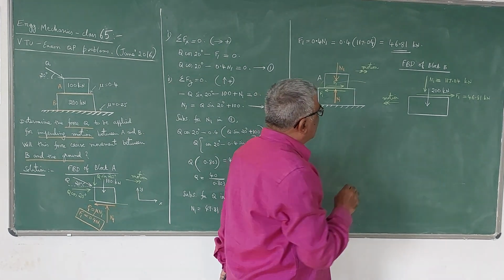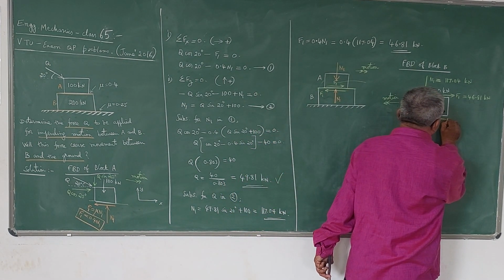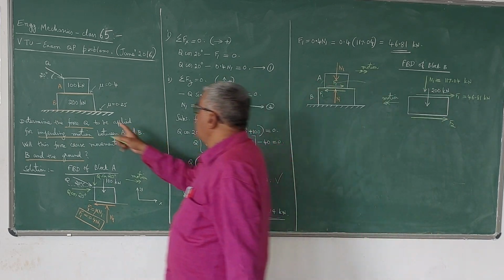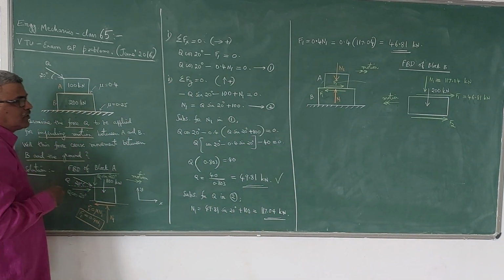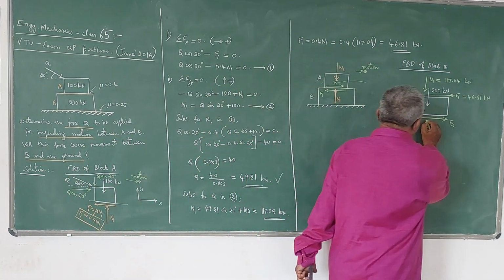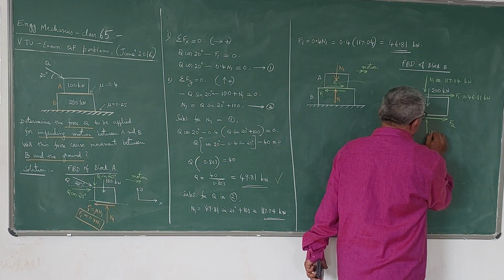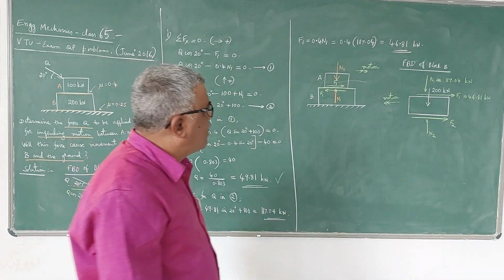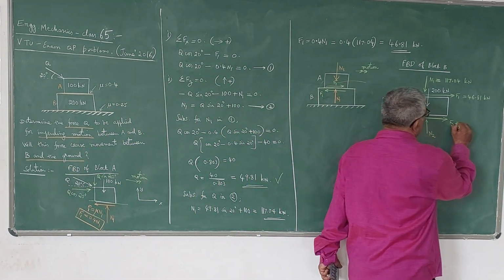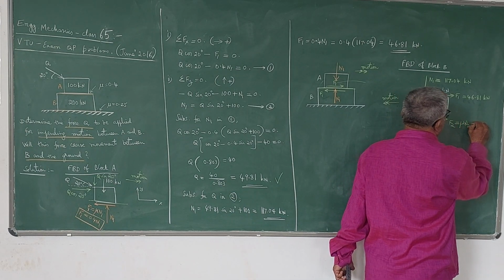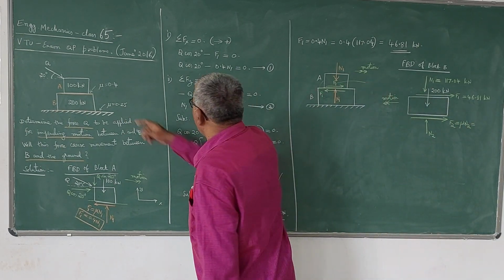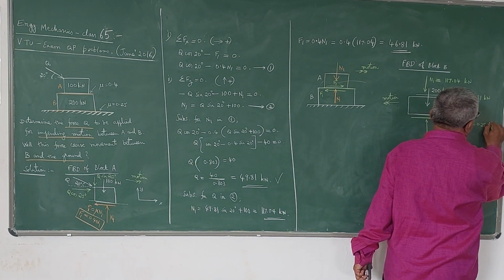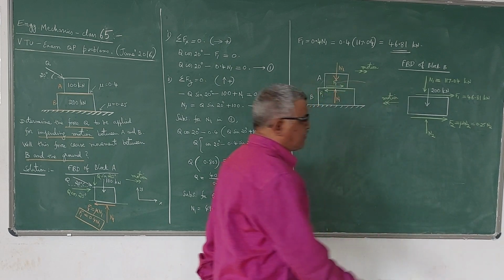Actually, there will be one more friction force here also, that is F2, between the block B and the ground. So this F2 and N2, they are the friction force and normal reaction between the block B and the ground. Now this F2 is once again mu times N2. Mu for this contact surface is given as 0.25. So therefore F2 is 0.25 times N2. This is what we have to write.